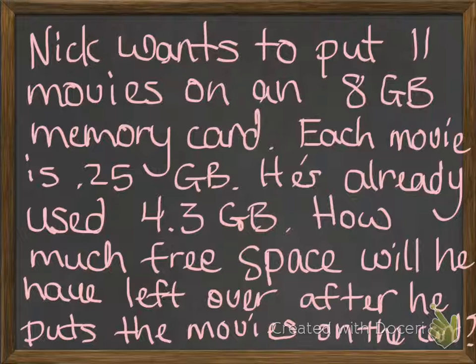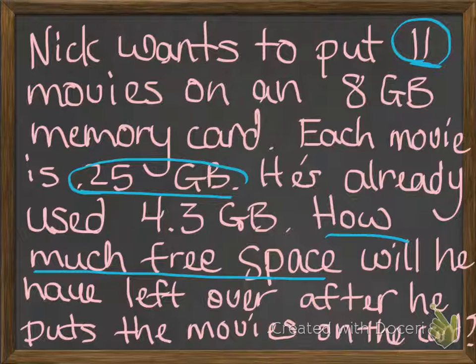Okay, let's see what the question is asking us. We need to find out, well, how much free space will he have left over after he puts the movies on the card? So after he's put the 11 movies on there, how much will be left after he's done with all that? Our important information is that he's got 11 movies, and each one is 0.25. And you can see that important information was separated. It's pretty far apart. 11 times 0.25 is what we're going to use to figure that out.